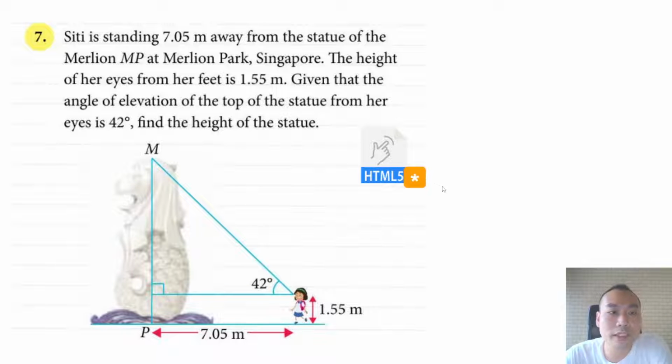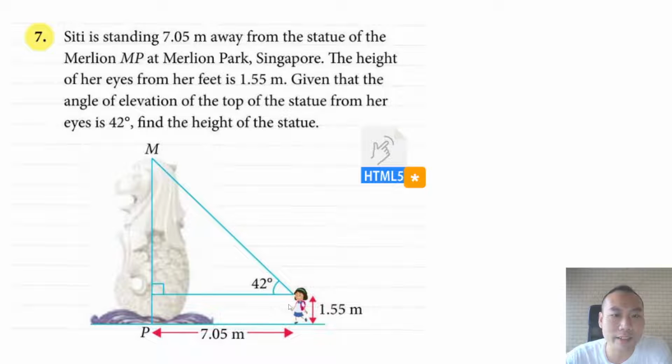Let's go. So now we are using trigonometric ratios, which we have learned earlier, to answer some word problems. Here's one. Cindy is standing 7.05 meters away from the statue of the Merlion right here. The height of her eyes to her feet is measured to be 1.55 meters, so there she is. So given the angle of elevation, if you remember, is the angle that we make with the horizontal. So the horizontal line, which is her line of sight over here, 42 degrees.